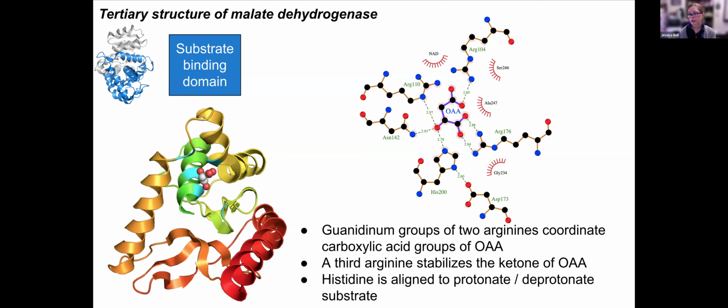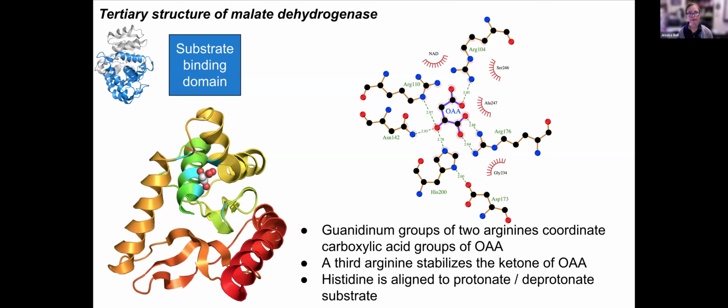We do have some MDHs, a couple of them, that actually don't have this bend, and they're using a little bit of an alternate way to fill in the active site to accomplish binding to the substrate. But most of them have this very unique bend in this alpha helix that is going within the active site.